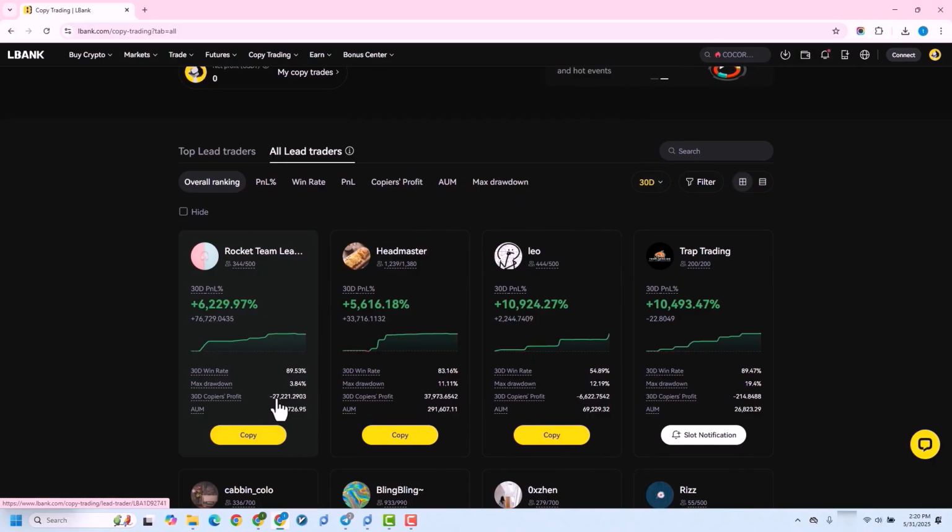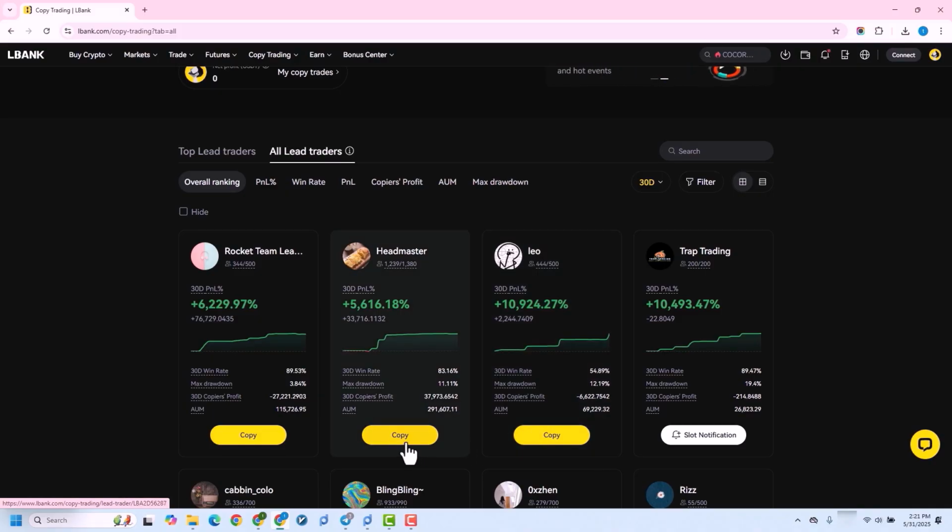On the other hand, Headmaster, with this amount of profit, has managed to generate over $37,000 in profit for his copiers. In contrast, traders like Leo, despite having profits of over 10,000%, have still caused losses for their copiers, which highlights the importance of carefully examining the drawdown and timing of entry. These statistics help users make better analyses and choose the right trader to copy.